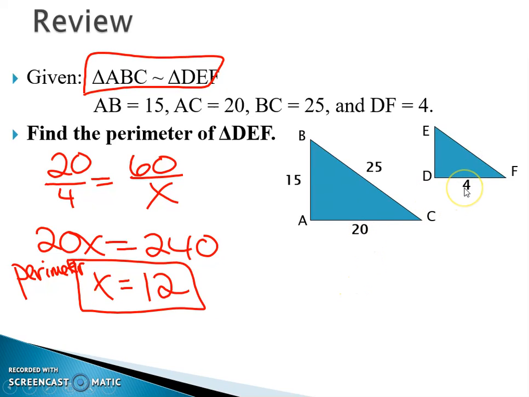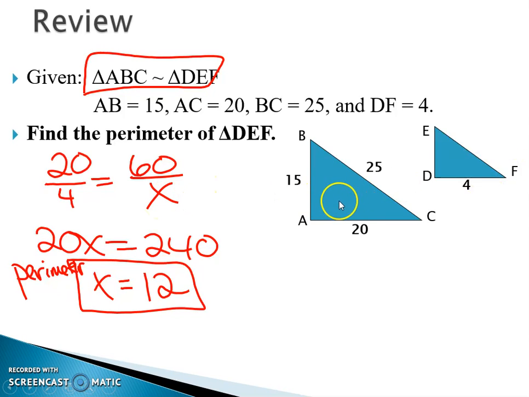20 to 4 is the ratio, 5 to 1. So write 20 to 4, that's the ratio from this triangle to this triangle. And then the perimeter of ABC is 15 plus 20 plus 25, which is 60. So the perimeter is 60 here, and we don't know the perimeter of this one. So that's going to be your x.